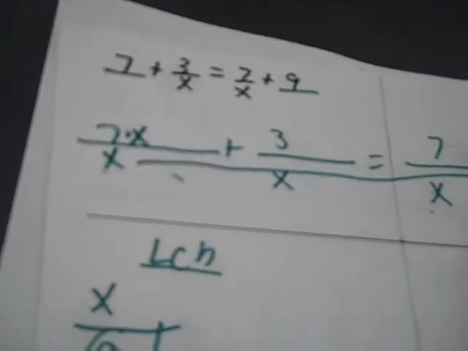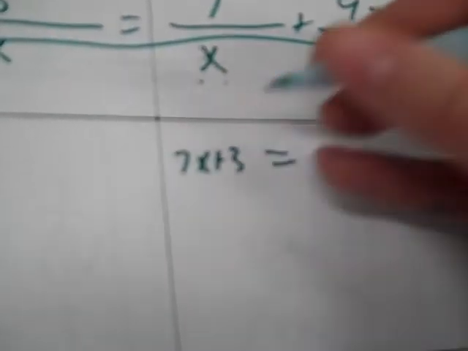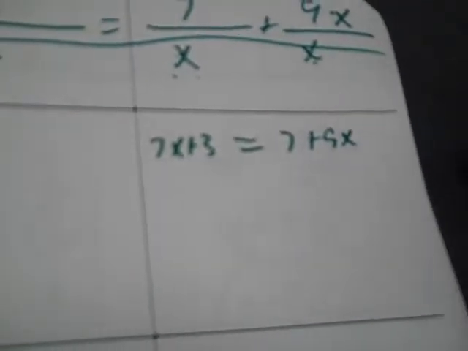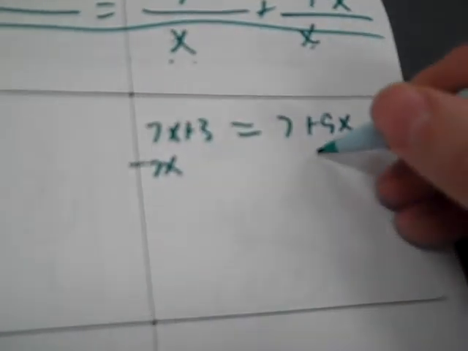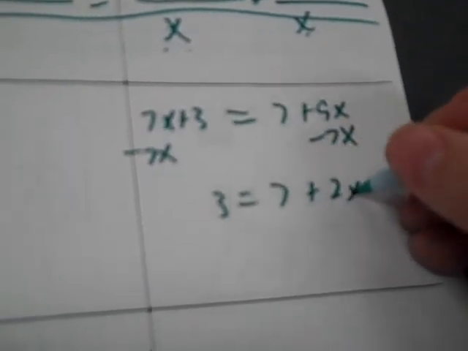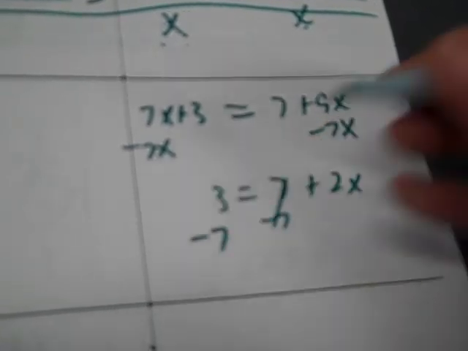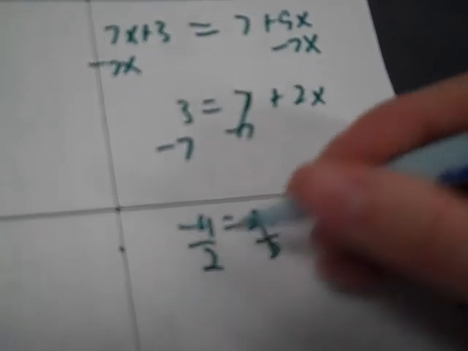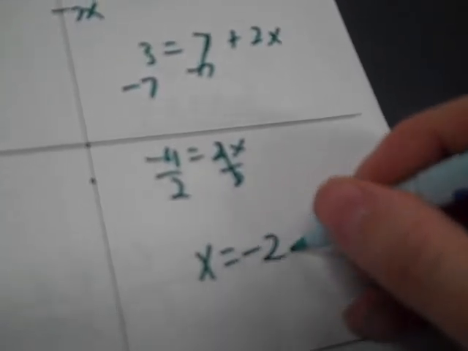So I got 7x plus 3 on this side, 7 plus 9x on this side. So you just combine, get your x's together, subtract 7x. That's 3 equals 7 plus 2x minus 7. Negative 4 equals 2x, divide by 2, and that's negative 2. Okay, boom. Okay, when you're doing these on your own, remember, underline that, leave it empty. Okay? Remember to put the times dots on the way down.